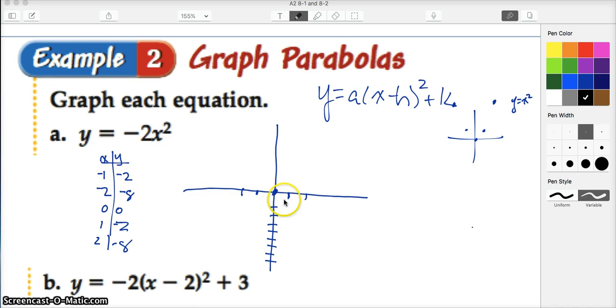And then we plug in points. We plugged in negative 1, negative 2, got these values. We know that it's going to be reflected on the other side of the vertex or the axis of symmetry. And then so now I'm just into plotting points. So I'm down here at negative 2 on both sides, and then I'm down here at negative 8.